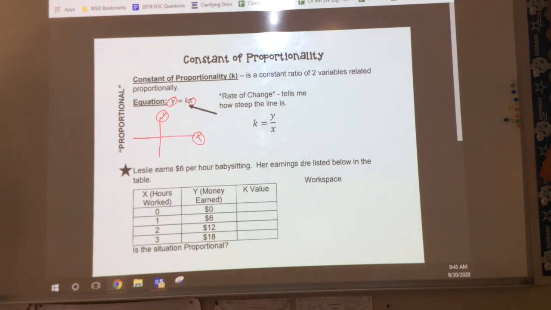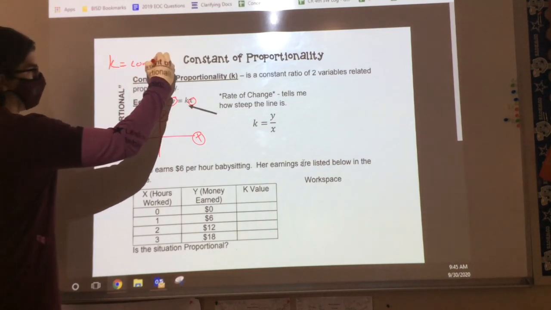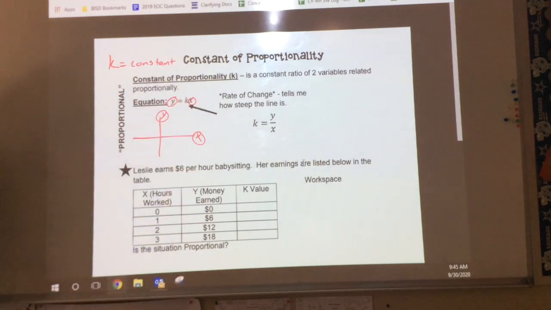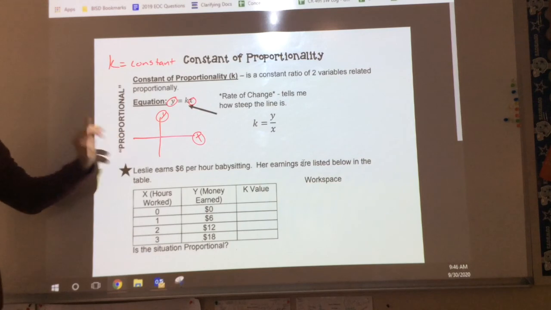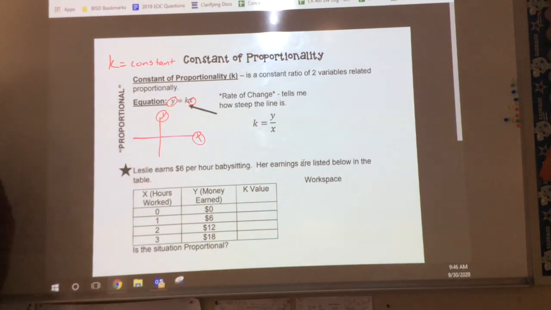I want you to write this down on your piece of paper. K equals constant. Now, don't ask me why. I have no idea. We decided to spell the word constant that starts with a C, but abbreviate with a K. I have no idea why they would do that, but they did. So K equals constant. Okay? And what we're going to do with that is figure out what this is saying. So what this is saying is y is equal to your x value times whatever constant number I'm giving you.